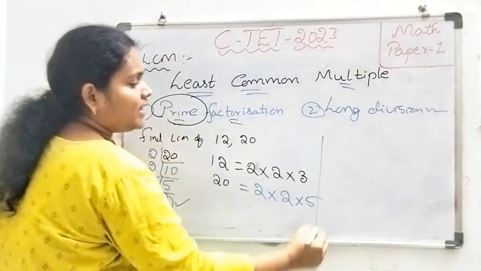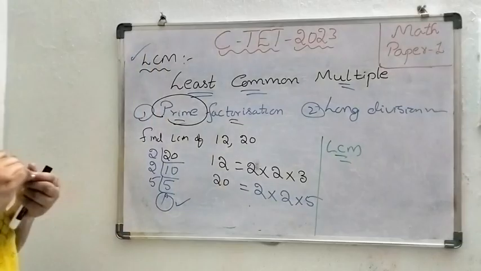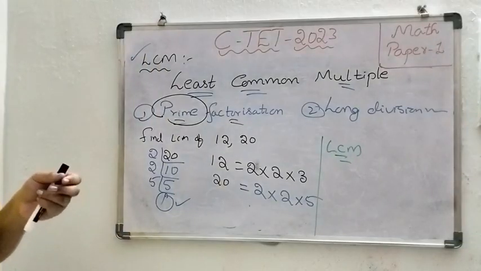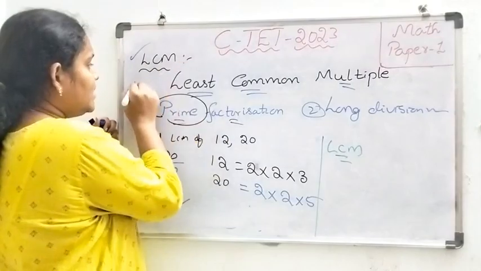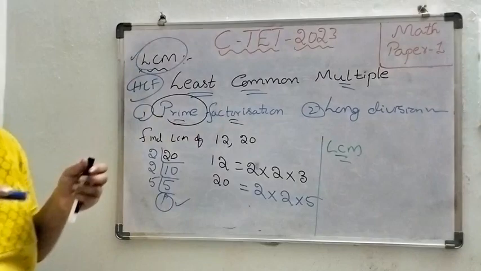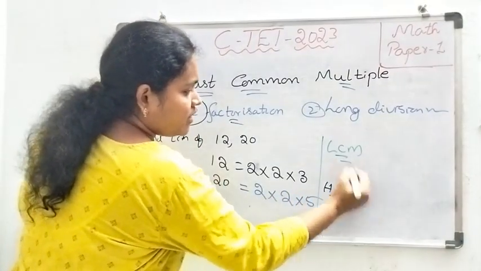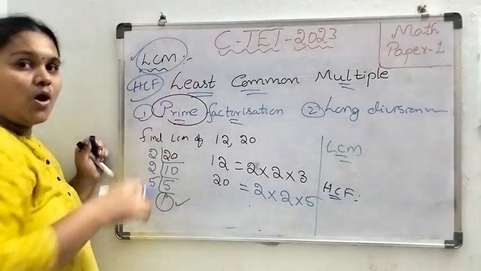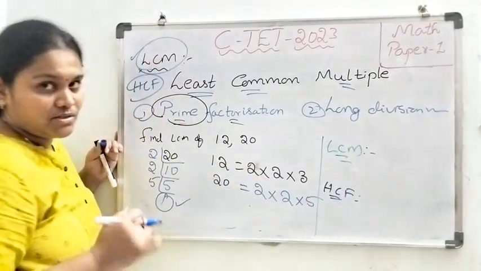Now how to find the LCM for this? You have to remember one thing. Here we will discuss LCM and HCF both, because if we compare and learn, we can remember easily. See, LCM what? HCF what? HCF is highest common factor. We'll discuss briefly, but identification is important.